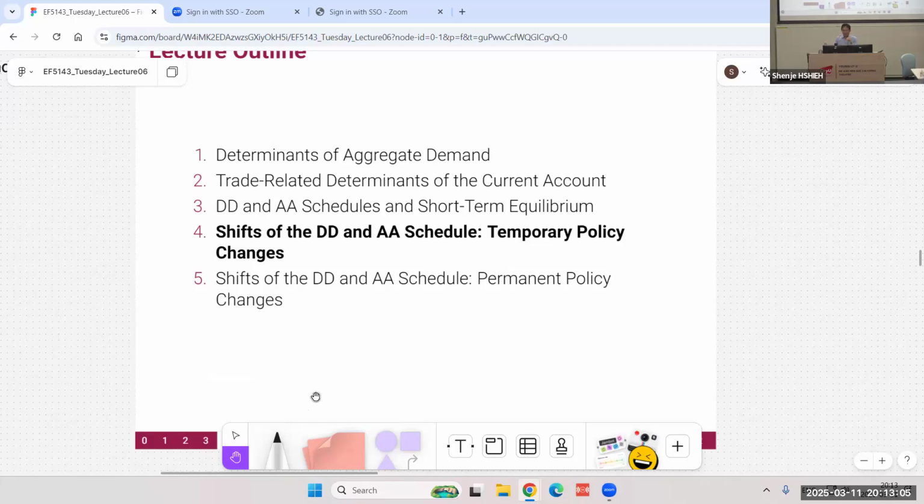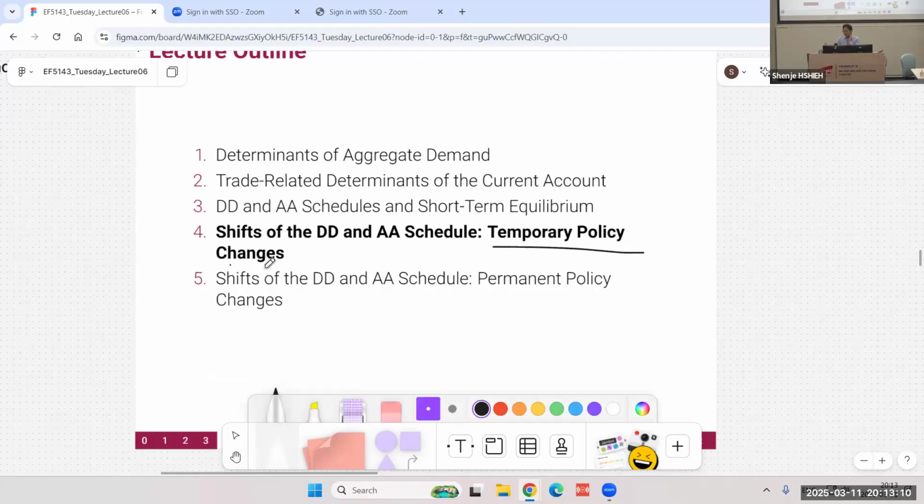Okay, so the first thing I'm going to focus on, just like before the midterm, is to look at temporary policy changes. Which means again, I'm going to assume sticky prices, and instead of just focusing on monetary policy, I can also think about fiscal policy now. If the government decides to change taxes, for example, through import tariffs, or there are tax cuts, or a government spending project, that can all be analyzed now to see how it impacts exchange rates and output in this AA-DD schedule graph.